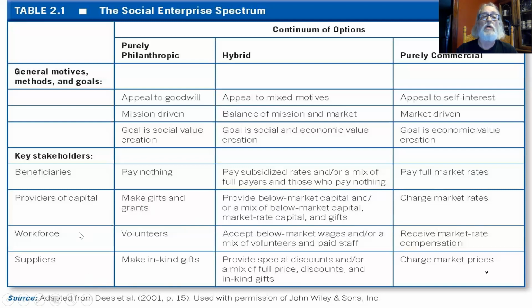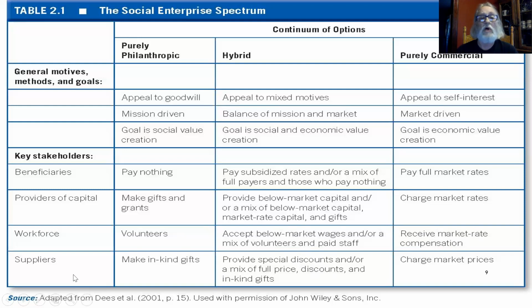What's the workforce here? Well, if it's purely philanthropic, then everybody's working for free. Over here, the hybrid says, well, we're going to have volunteers, but we can't run this enterprise without some paid staff and an executive director of some type. And these people traditionally have been willing to accept slightly below the wages they could make over here in this sector, where they do get market rate compensation set by supply and demand again.